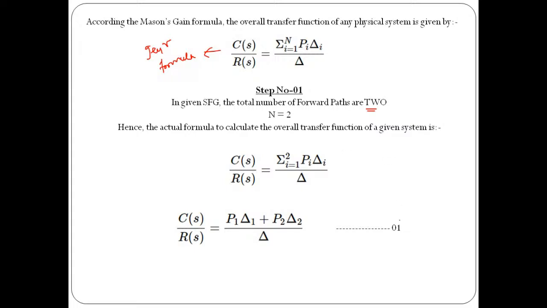Now from equation 1, it is very clear that in order to calculate the value of the transfer function, we need to find the values of P1 and P2, find the values of delta 1, delta 2 and delta, and put all those values in equation 1. We can easily find the value of the transfer function. That's it.